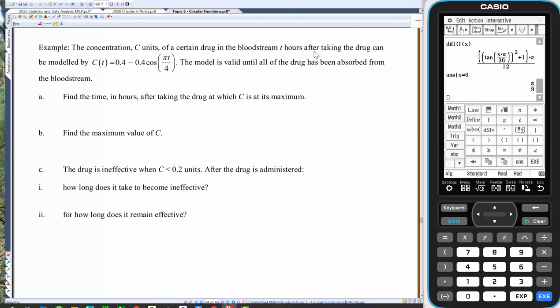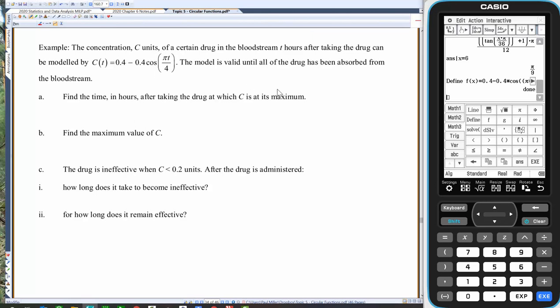Concentration C units of a drug in the bloodstream t hours after taking the drug can be modelled by this. The model is valid until all of the drug has been absorbed from the bloodstream. Okay, so again, let's define f(x) equals 0.4 take away 0.4 times cosine. Find the time in hours after taking the drug at which C is at a maximum.